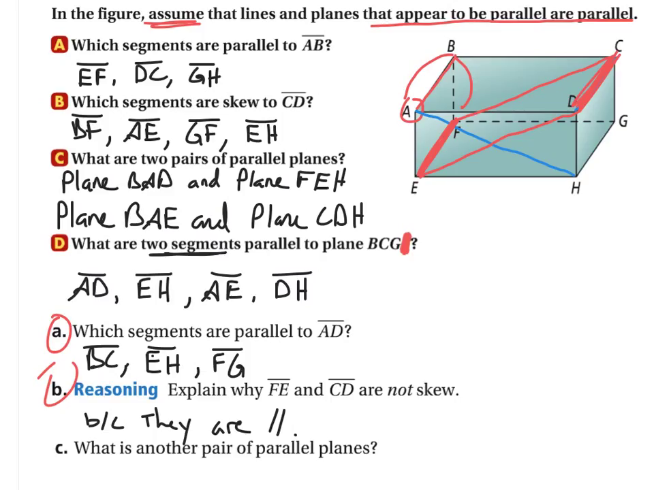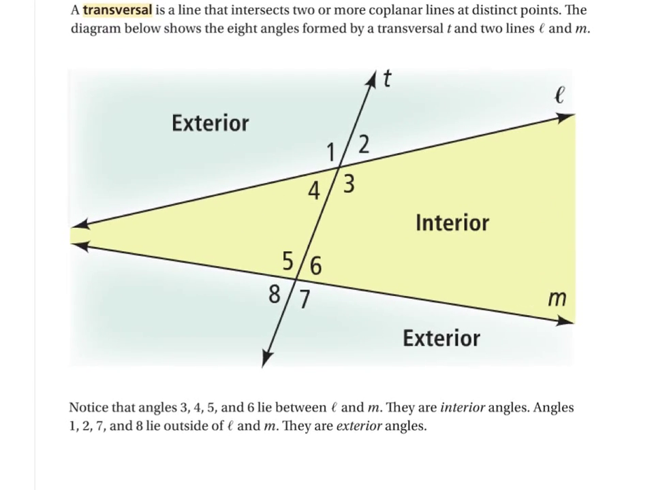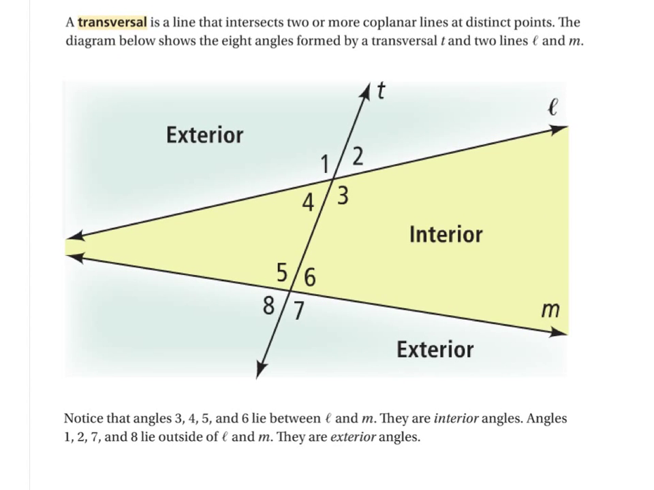Any questions there? Identifying parallel lines, skew lines, parallel planes. Beautiful. On the back side, first off, we have another type of line to talk about, and that is the transversal. A transversal is a line that intersects two or more other coplanar lines.